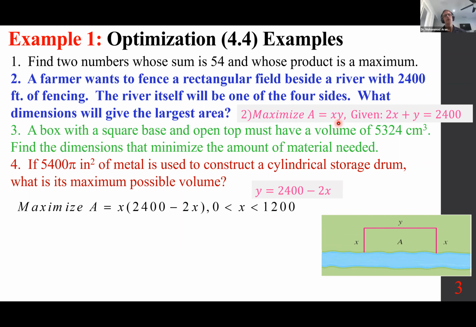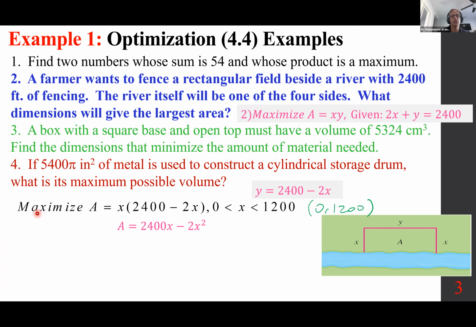x times (2,400 minus 2x). The reason x is between 0 and 1,200 is because x represents a dimension and must be positive. At 1,200 it makes the second parenthesis 0. And if you choose larger than 1,200, the second parenthesis is negative. The area becomes negative. That's why we have this open interval of 0 to 1,200. So area is 2,400x minus 2x squared.